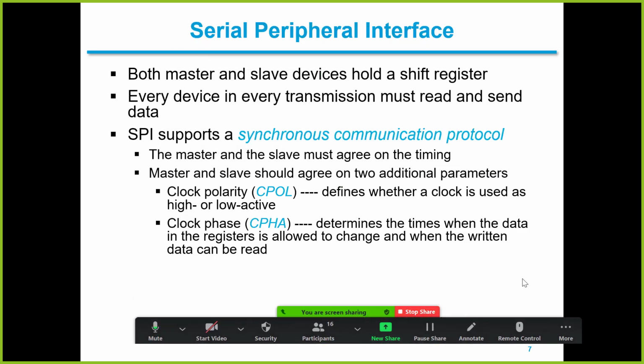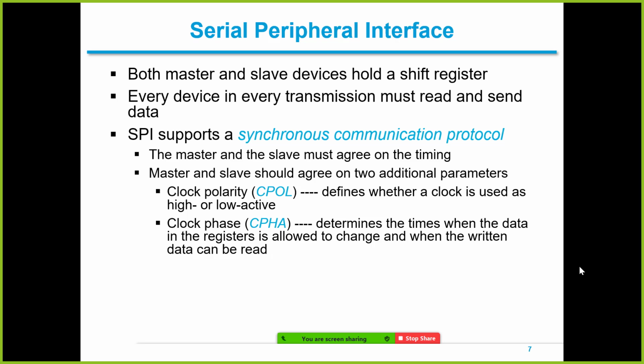Some characteristics of SPI, serial communication interface. Both the master and slaves hold a shift register. Think about how they can transmit data with the serial mode. They use a shift register, so every time it shifts out 1 bit.